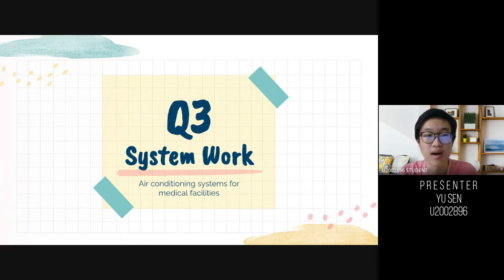Next, we can talk about how air conditioning systems for medical facilities work. The most common type of air conditioning system used in large medical facilities is the centralized air conditioning system. The centralized air conditioning system functions by cooling the air.